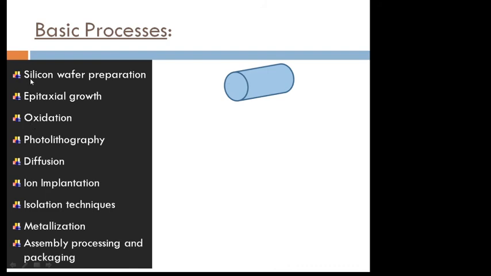ये 7 प्रोसेस हर कोई कंपोनेंट के लिए इंडिविजुअली you have to develop for each and every component. जैसे कि you want to make a transistor, then for a transistor you have to make the 7 processes, maybe 5 times, 6 times, 7 times, 8 times, 10 times, and then you have to make the one component. Then you have to make a second component, again you have to repeat all these 7 processes. Then you make a third component, again you make this.